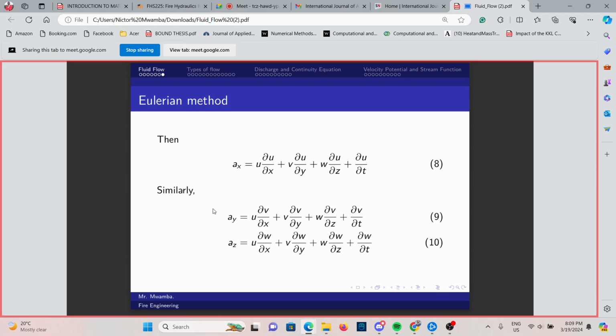So in a similar way, you can find the acceleration along the y-axis, and the acceleration component along the z-axis.